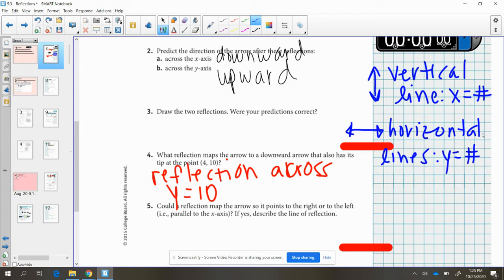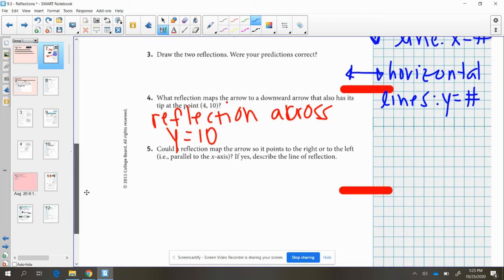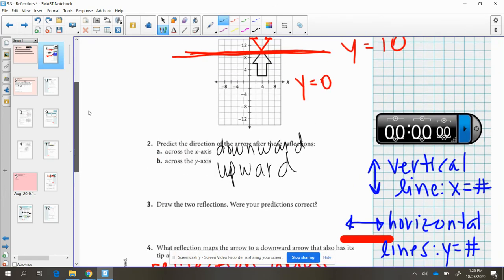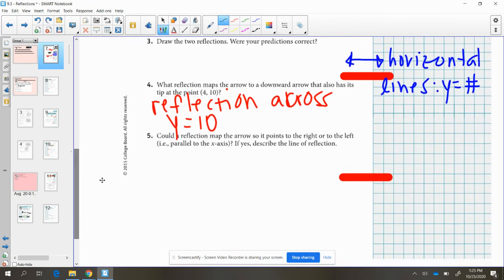Okay, so just remember kind of which ones are horizontal, which ones are vertical. Now, last but not least, could we officially have mapped this arrow so that it would have actually turned left or right? The answer is yes, but what you would have had to have done is mapped it across a diagonal line of some sort, which would just probably be like y equals x plus 2 or y equals negative x plus 2, with a negative slope.